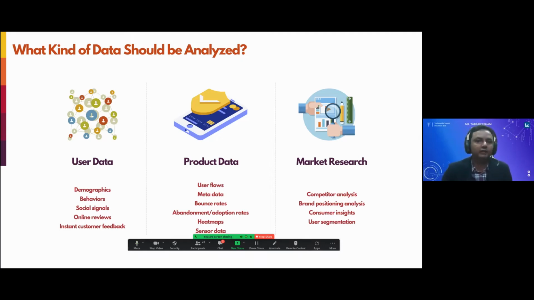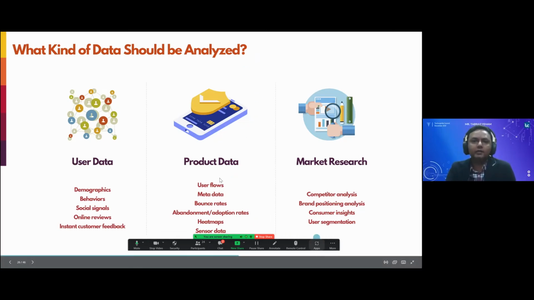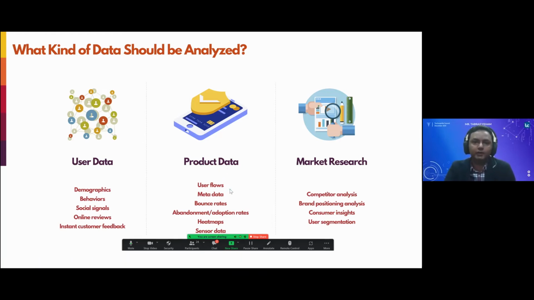Then you should be looking at the social signals from all across social media. You should be looking at online reviews. You should have the capability in your platform and in your app to collect instant customer feedback. I will touch base on the tools very shortly to give you a hands-on idea of how it is done. And then in terms of product data, you would be looking at user flows, metadata, bounce rate, adoption rate, heat maps. I'll give you a very good example of that. And if it is a hardware product, you would be looking at the sensor data or IoT-based data as well, and insights and analytics from there.